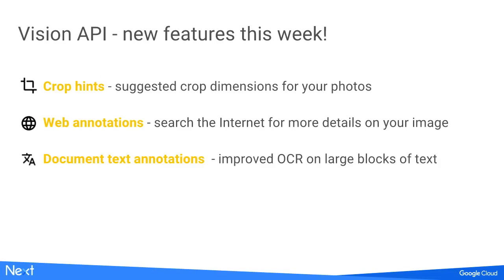In addition to these features, we launched some new features this week, which you may have heard about in yesterday's keynote. I'm going to quickly talk about what they are, and then I'll show you some examples. The first one is crop hints, which will give you suggested crop dimensions for your photos. Web annotations, I'm super excited about this one. This will give you some granular data on web entities that are found in your image. It'll also tell you all the other pages where the image exists on the internet. So if you need to do copyright detection, it'll give you the URL of the image and the URL of the page where the image is.